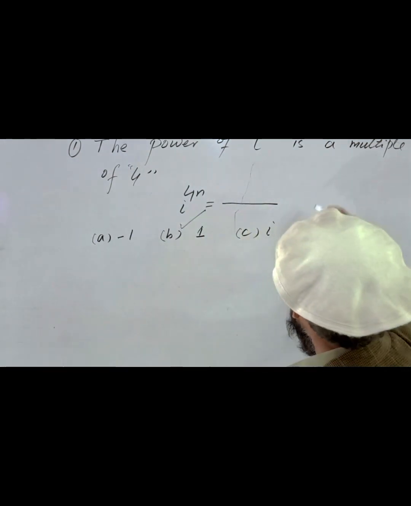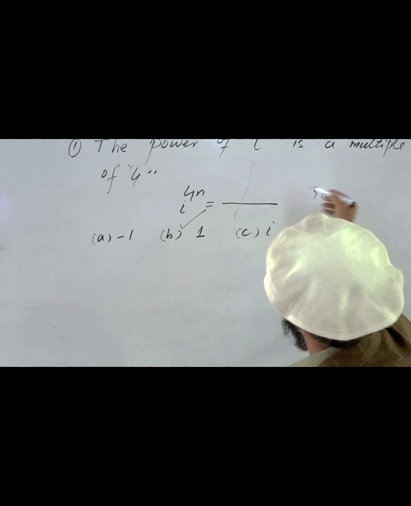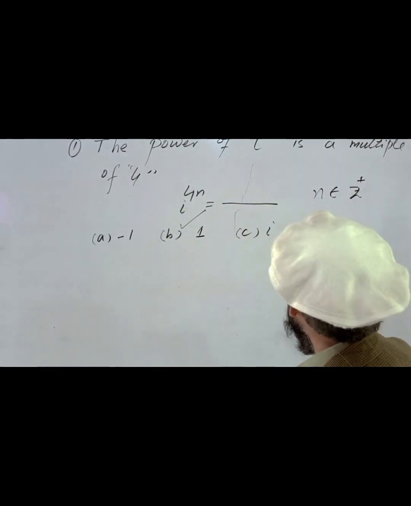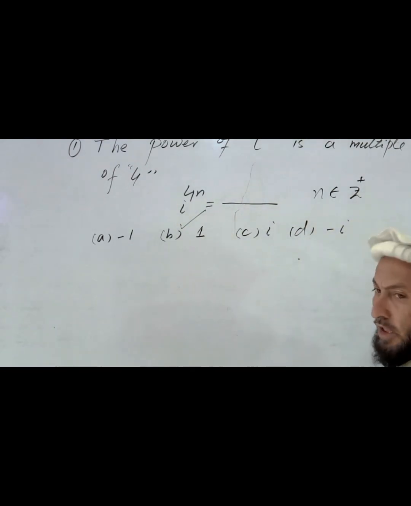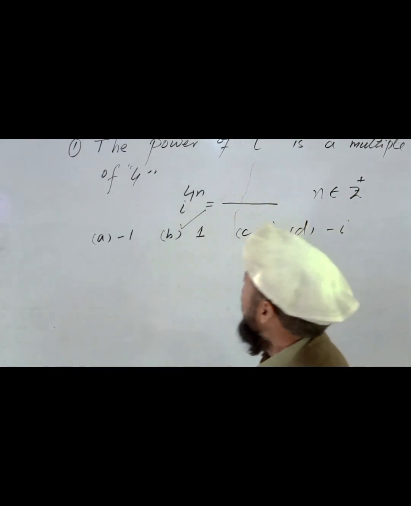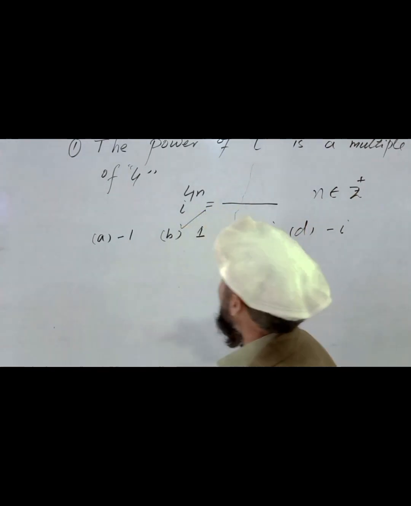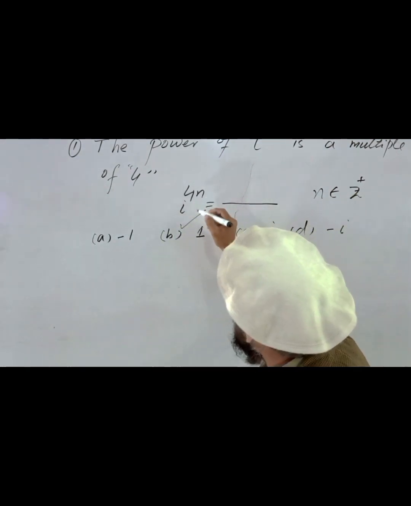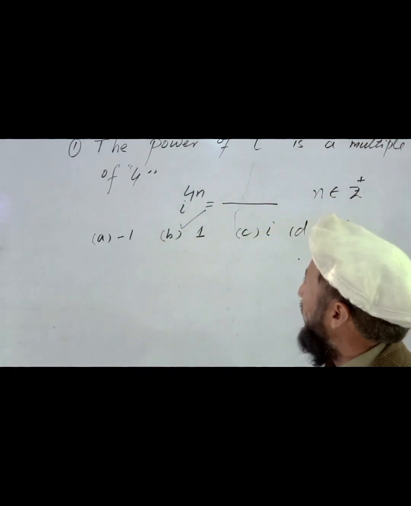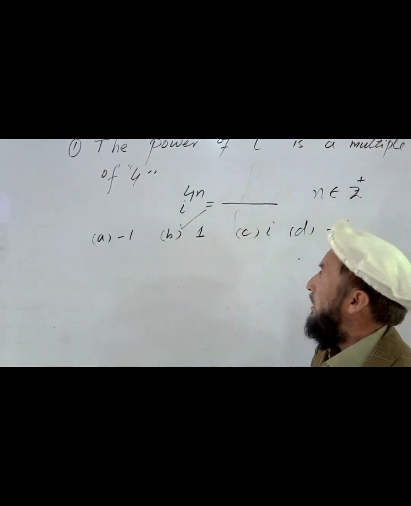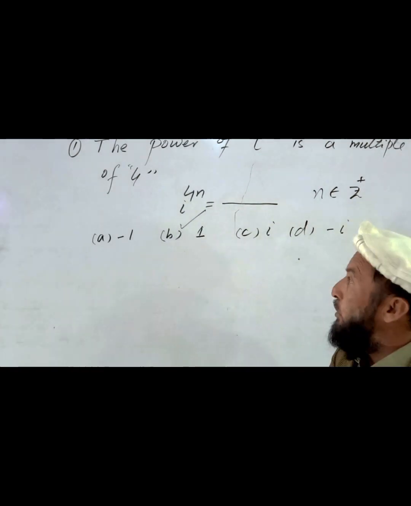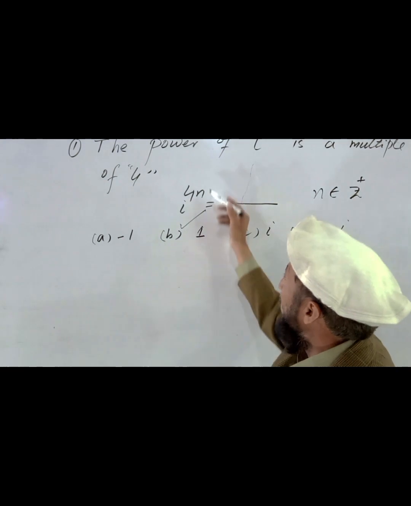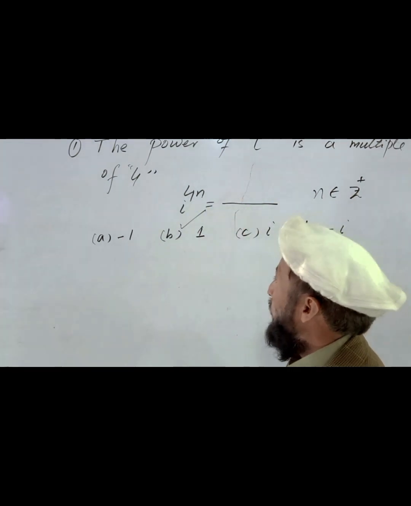Here n belongs to the positive integers Z. Z means positive integers 1, 2, 3 and so on. So the power of iota is a multiple of 4n. Multiple of means that 4 is multiplied by n, and n belongs to natural positive integers 1, 2, 3 and so on. Negative integers are not involved here. So directly we put here 1.